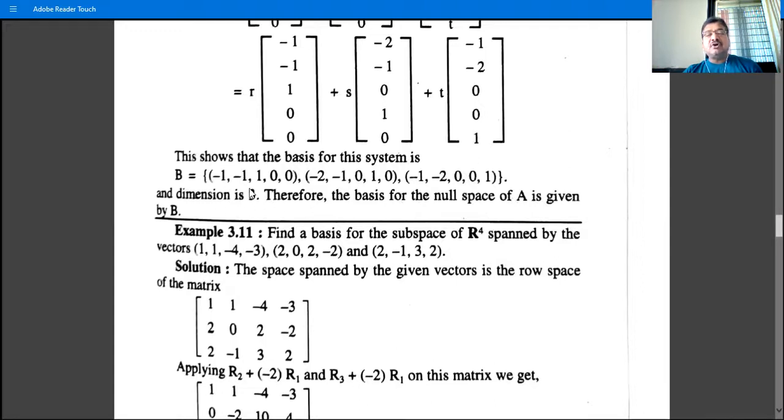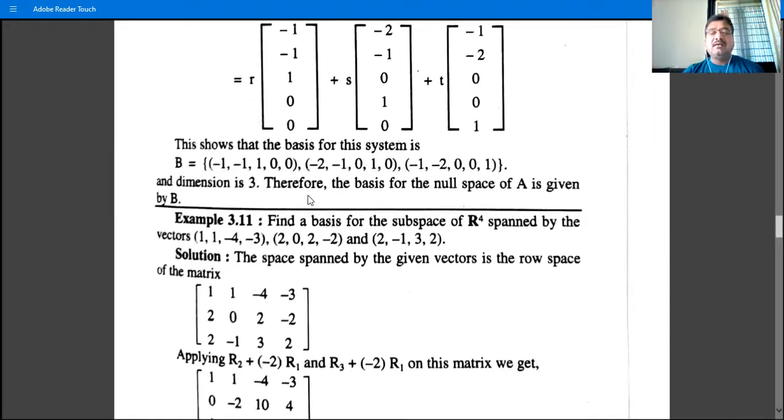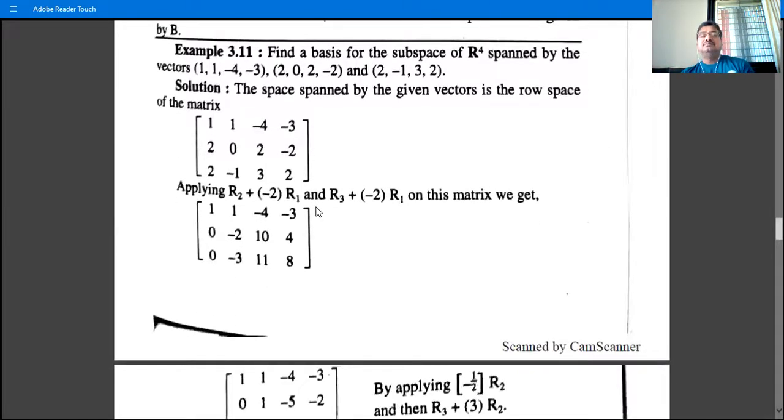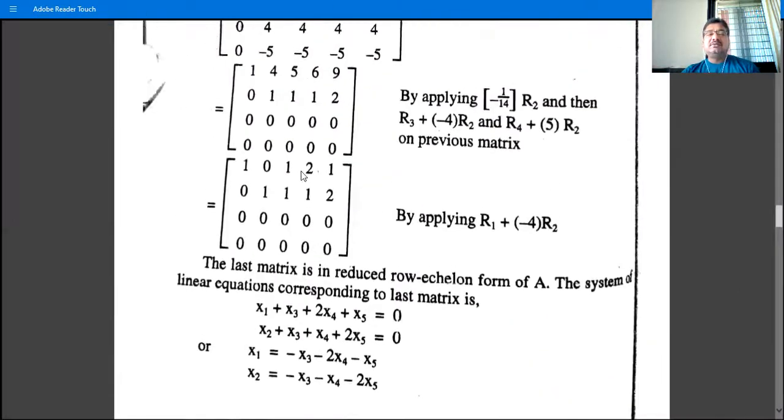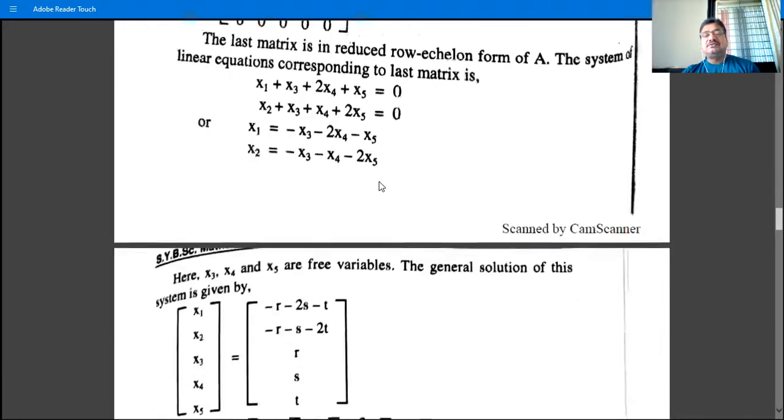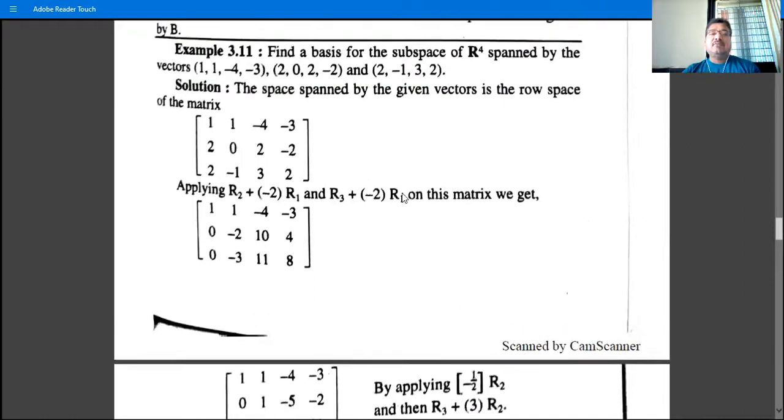And the dimension of the null space is 3, because there are 3 vectors in the basis of the null space, and therefore the nullity of the matrix is 3. The rank of the matrix is 2, because if you observe, this is echelon form, so it contains 2 non-zero rows. And the number of columns is 5.